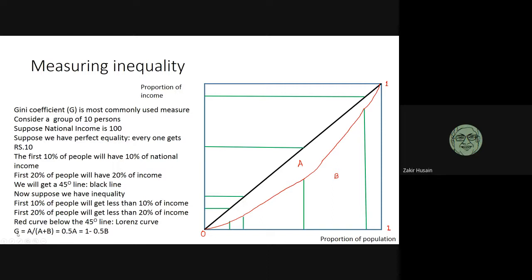So the Gini coefficient is defined as A divided by A plus B. That is the most common definition, but we can also redefine this in this way. Remember, A plus B is equal to half of 1. This is 1, this is 1. So the area of the triangle is 0.5. So A plus B is equal to 0.5. Using this, we can redefine Gini as 2A or 1 minus 2B.